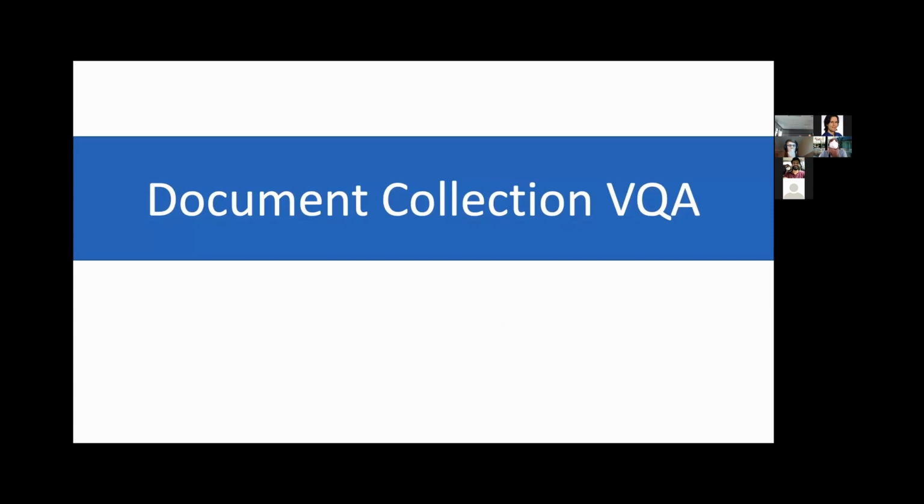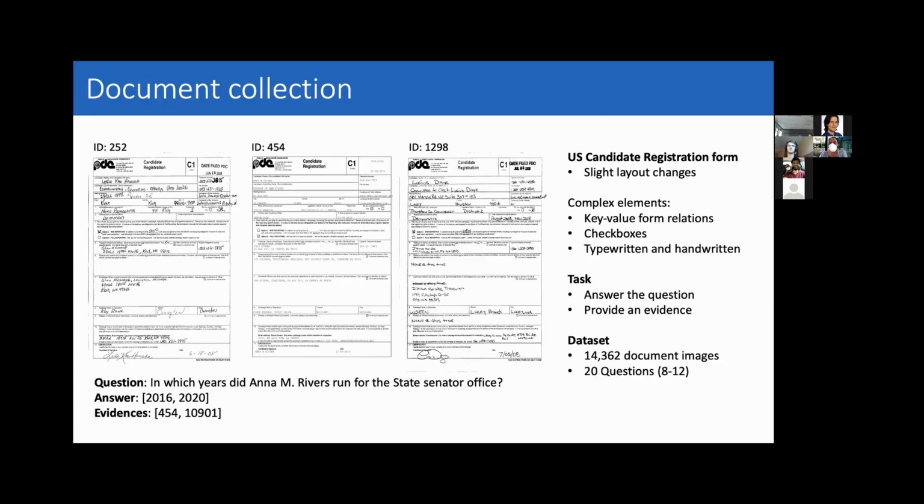The second task, the document collection visual question answering. First of all, the documents consist of US candidate registration forms. So we have 14,000 documents with more or less the same layout, with just slight changes over time, but of course filled with different information. So here the task is, we have a question posed over the whole collection, and the task is to come up with the answer to that question, but also with the evidence of these answers. We call evidence the document IDs where the answer can be found.